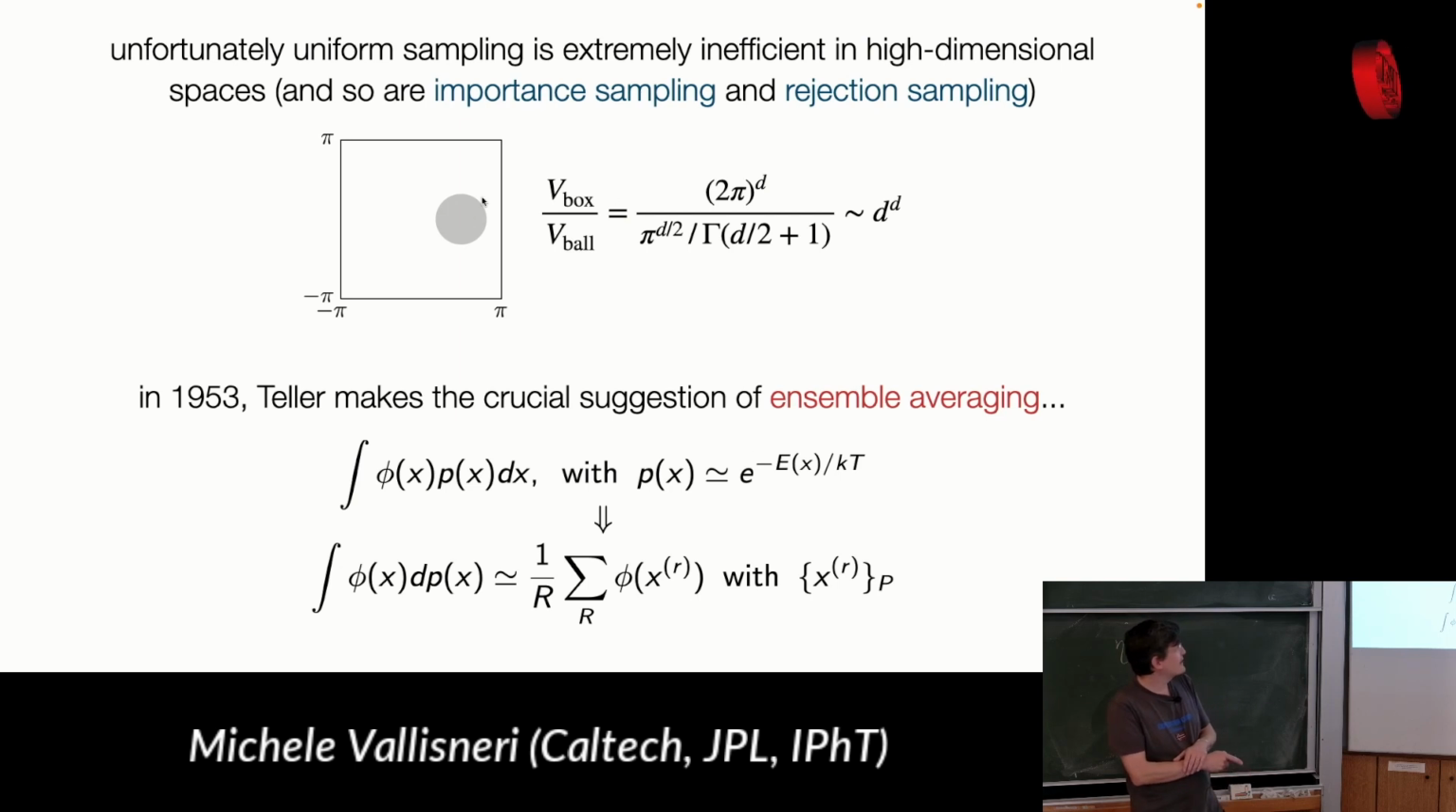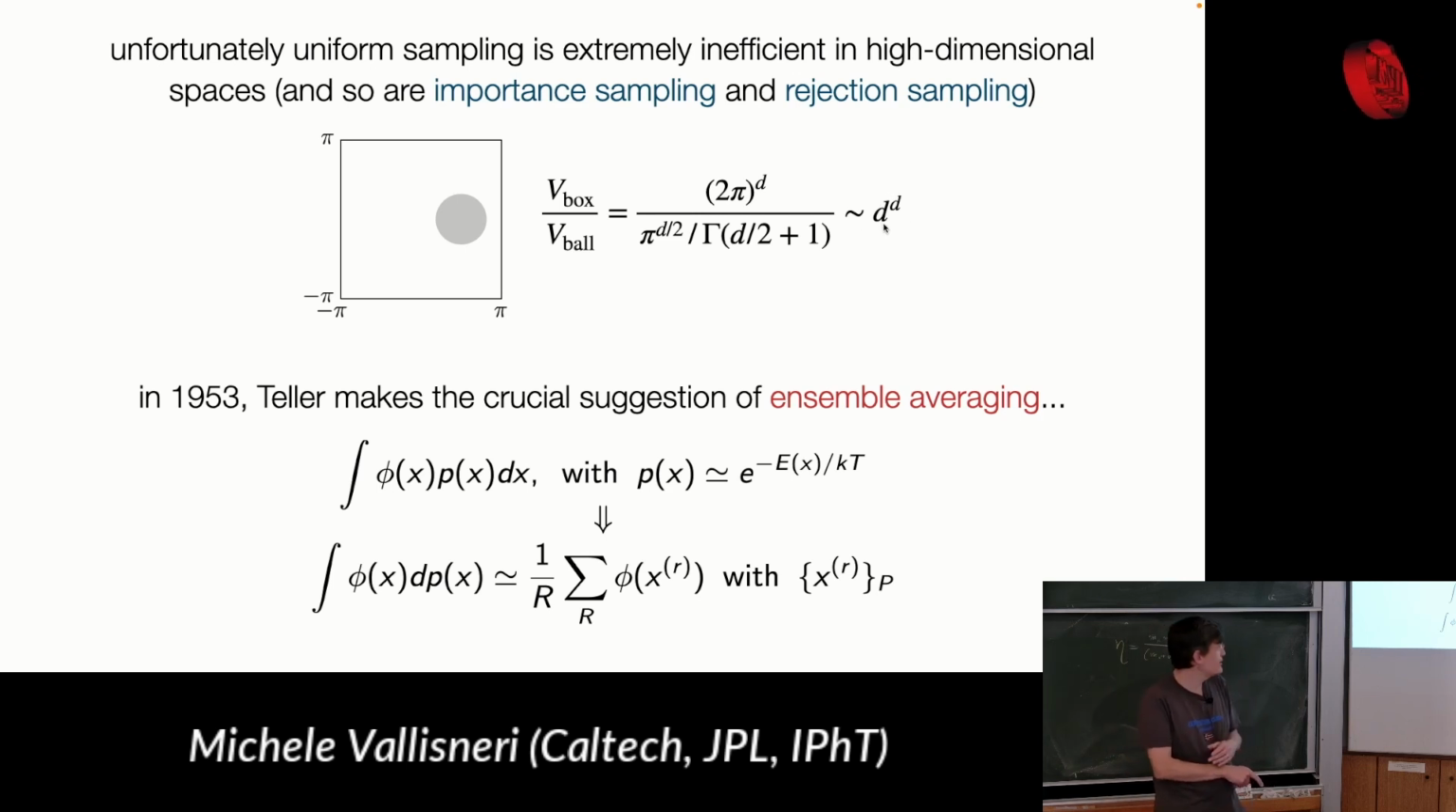Unfortunately, that's very inefficient when you go to high dimensions, even if you have this problem of square root. And why? Because if the region of interest is small compared to the range of the parameters, as is generally the case, well, the ratio of the volume of a ball of fixed diameter to the volume of a box, this d, goes like an exponential. It's a d to the d.